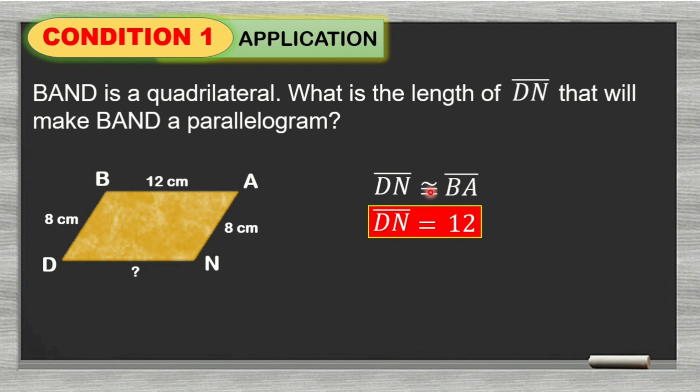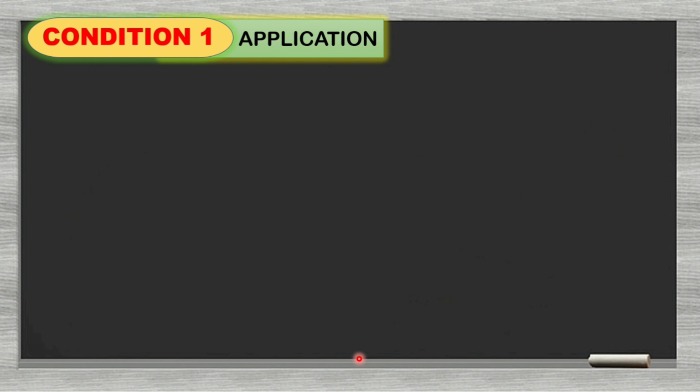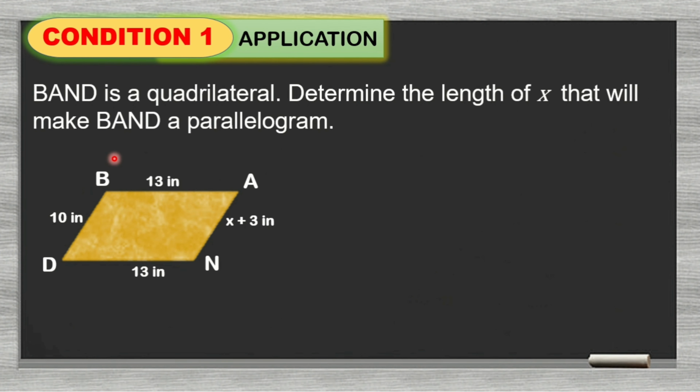Okay, so that's it. So, pwede na tayo gumawa ng conclusion. Okay, so ilagay lang natin yung measurement ng DN, which is 12. Yan. So, therefore, side DN must be 12 cm to make BAND a parallelogram. Okay, so let's have another example. Let's use the same figure. BAND is a quadrilateral. Determine the length of x that will make BAND a parallelogram.